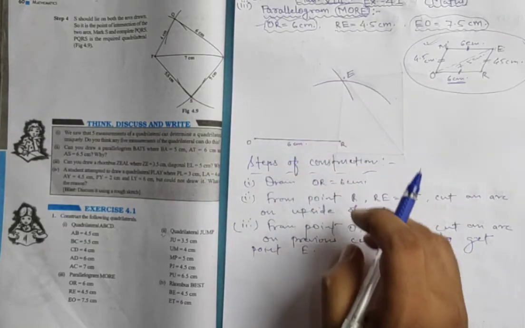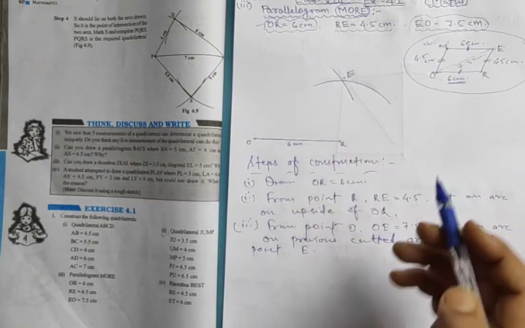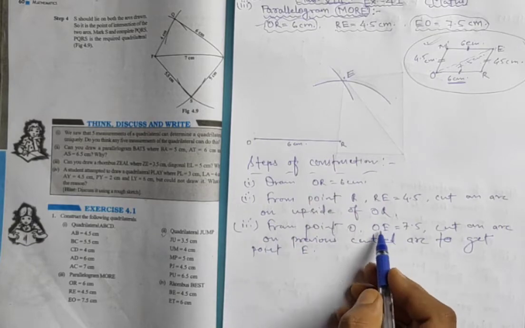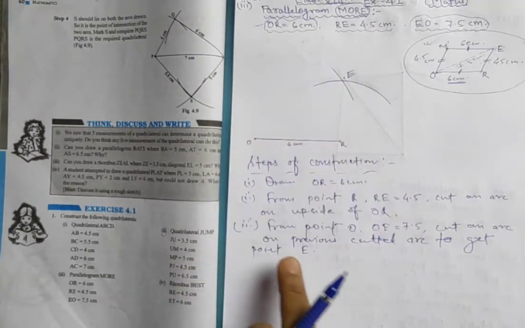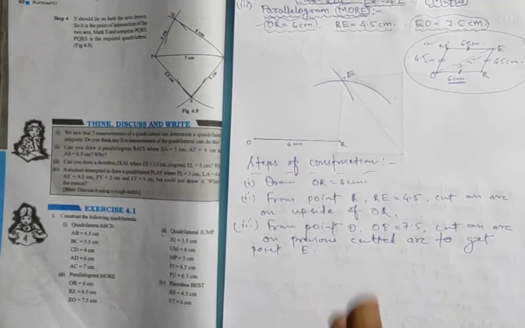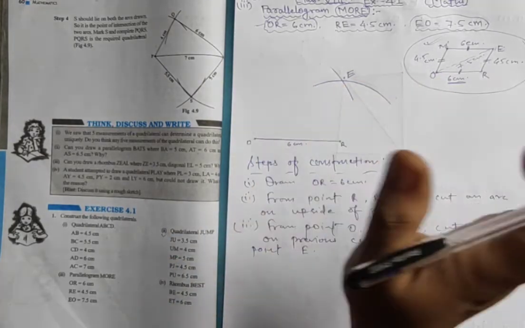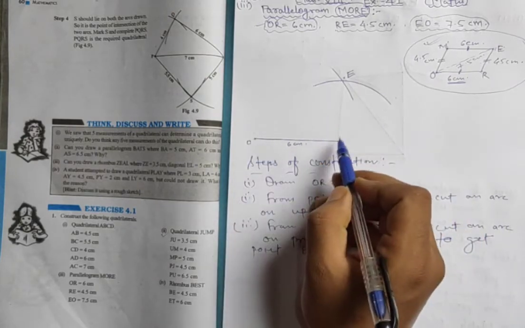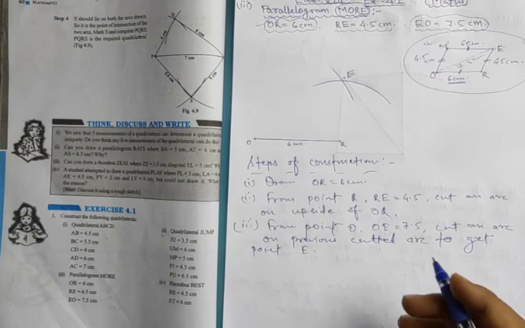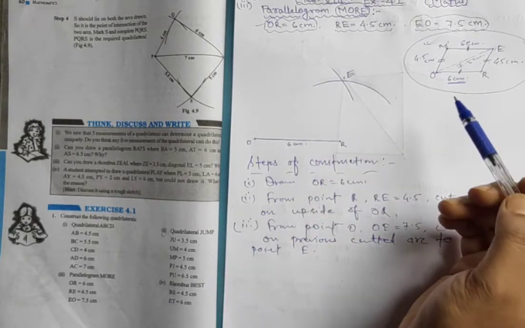After these two arcs intersect, we get point E. So from point O, with OE equal to 7.5 centimeter, cut an arc on the previously cut arc to get point E. Clear till there? Okay. Now we have 3 points of the quadrilateral. Now there is one more point which we have to find.